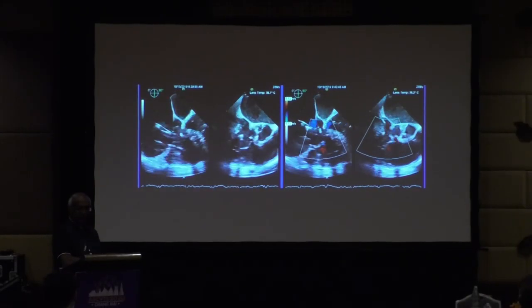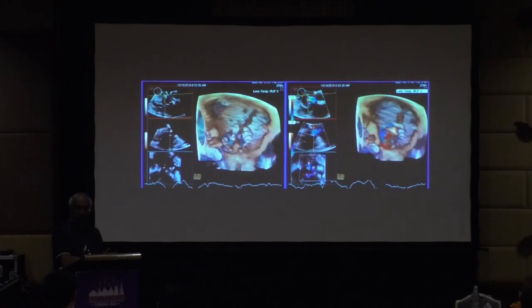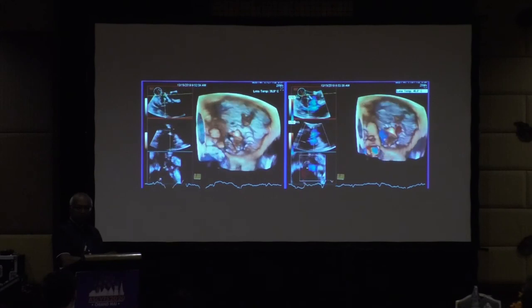And go to the next slide, please. Good. Just hold that. You can see the TR on 3D echo right there. Go to the next slide, please.